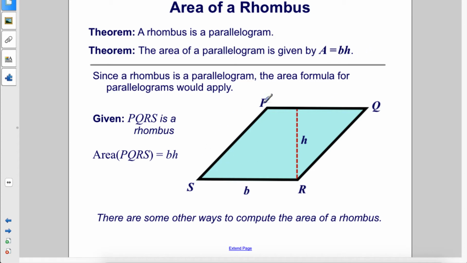Since a rhombus is a parallelogram, the area formula for parallelograms would apply. So given that PQRS is a rhombus, the area equals B times H. So we have the base here, and then the perpendicular height up to the other base up here. There are some other ways to compute the area of a rhombus.